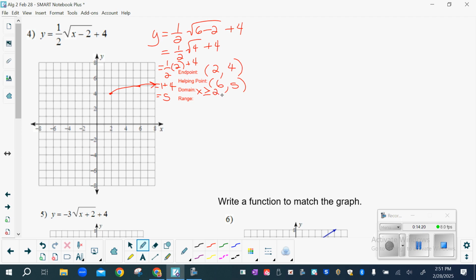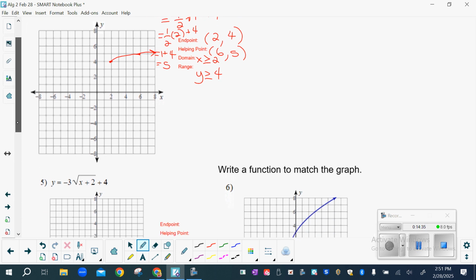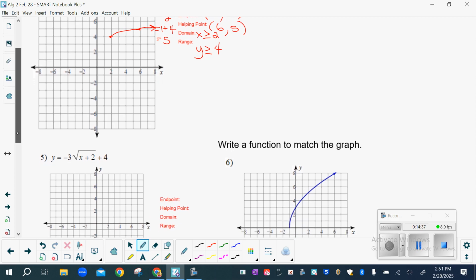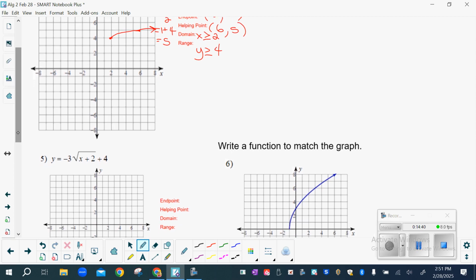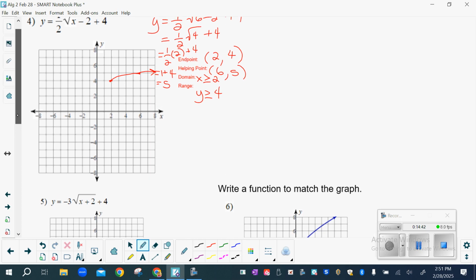Same group, somebody besides Madison. Thanks, Madison. Somebody else in the group. What's my range? Y is greater than or equal to. That's correct. Okay, last one before we do the match the function to the graph.